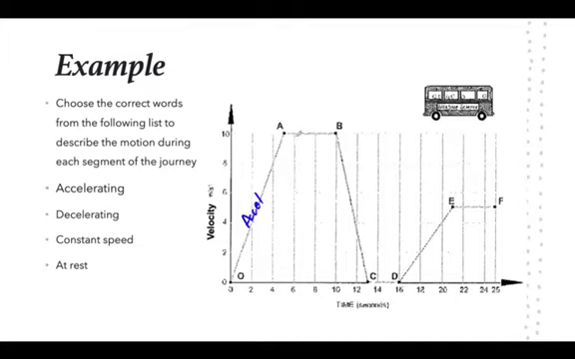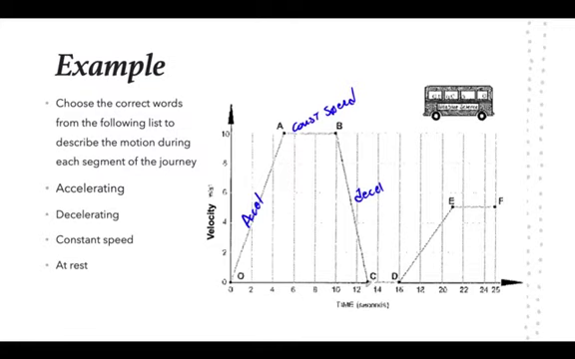From A to B, I see a horizontal line. A horizontal line means the velocity is not changing, so we have constant speed. From B to C, I see a negative slope. I see my velocity going from 10 to 0. So this is accelerating negatively, which is the same thing as decelerating.